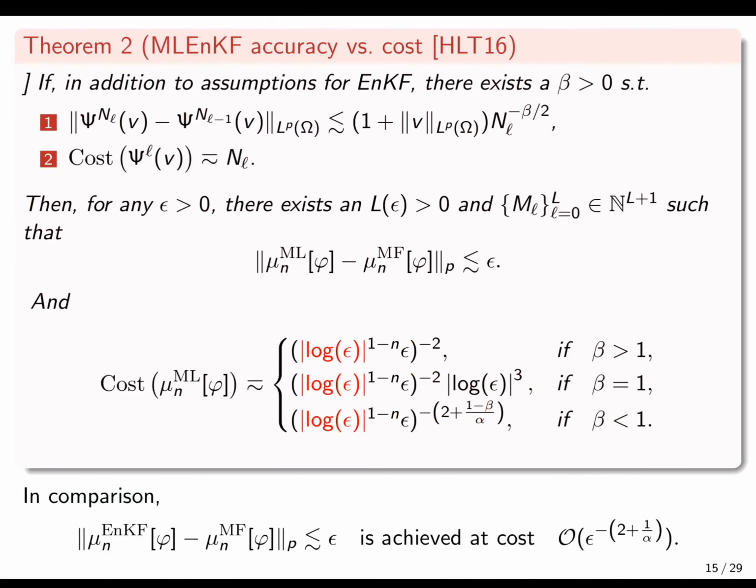All right, let me just shortly say here that if we add to the assumptions we had in EnKF that the pairwise coupling satisfies this condition which I have here, then it turns out that I can find a sequence of ensemble sizes M_L for an MLEnKF estimator and a final level capital L, such that my resulting MLEnKF estimator in the L^p sense approximates the mean field measure for some quantity of interest up to an accuracy of order epsilon at the cost which is given here.